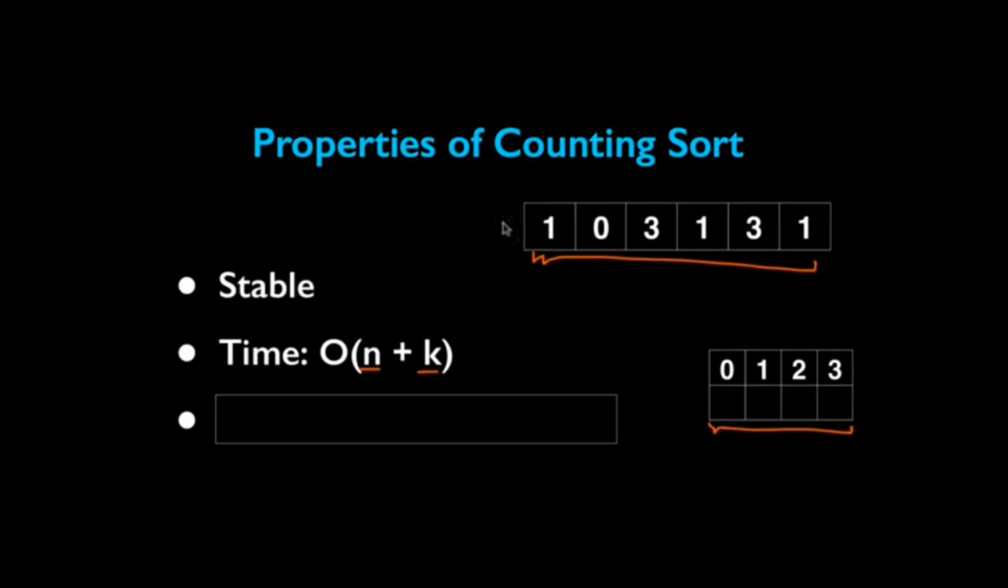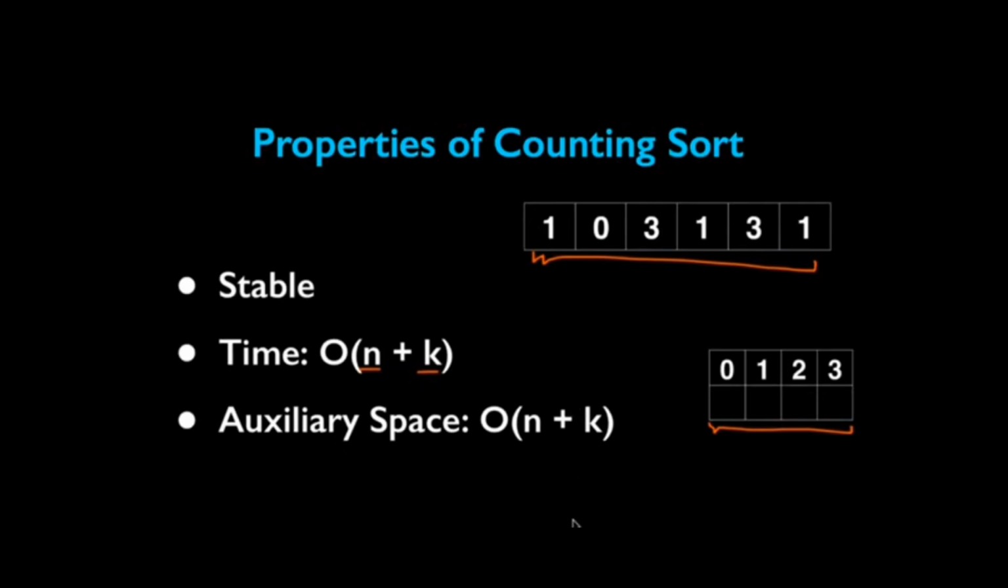And finally, the auxiliary space complexity is big O of n plus k for counting sort, because we need to create an entirely new array with length n, the same size as the original array, as well as an array of length k to keep track of the starting index for each number.